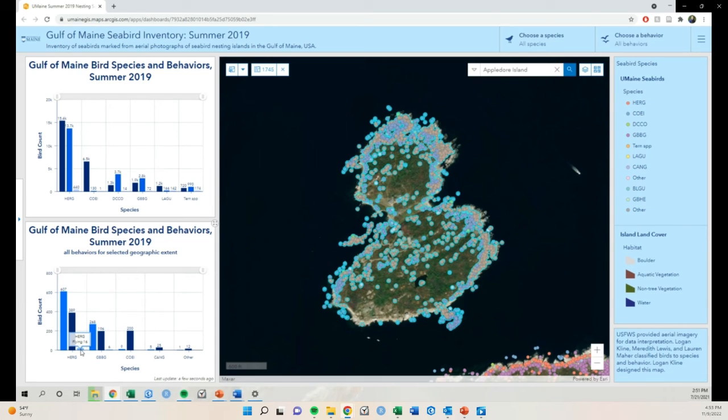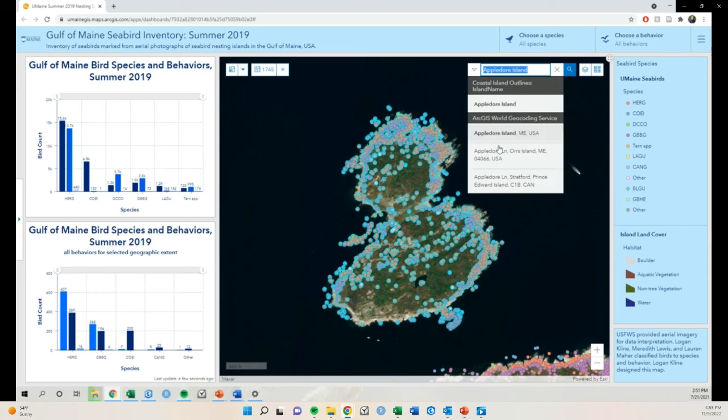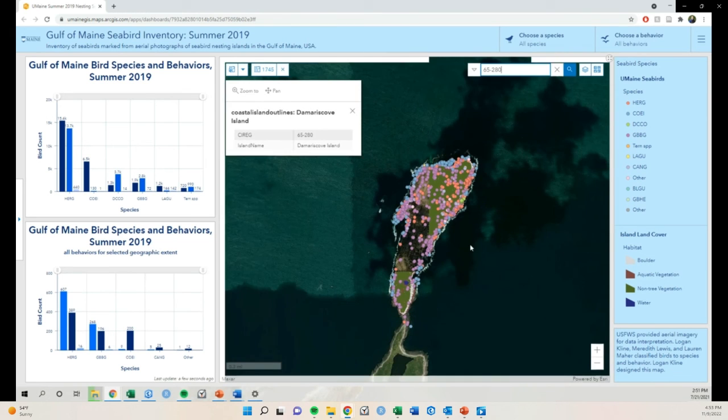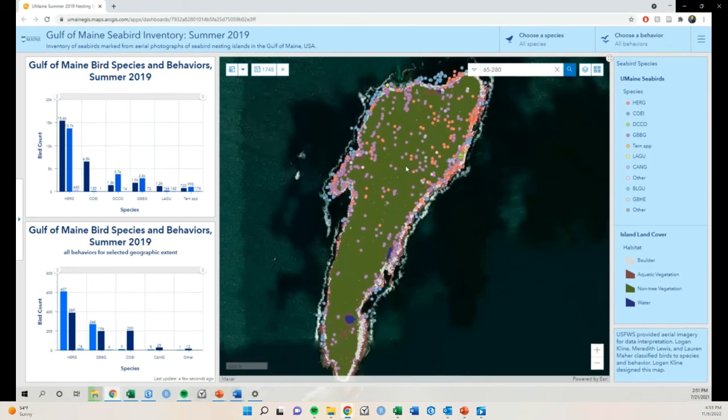Users can also search for islands by the Coastal Island Registry number. So for instance, we can look for that of Damariscove Island, which is 65280. And we're taken over to Damariscove Island. A land cover layer provides context necessary to understand where birds were using the land. Users can also filter by species and behavior.